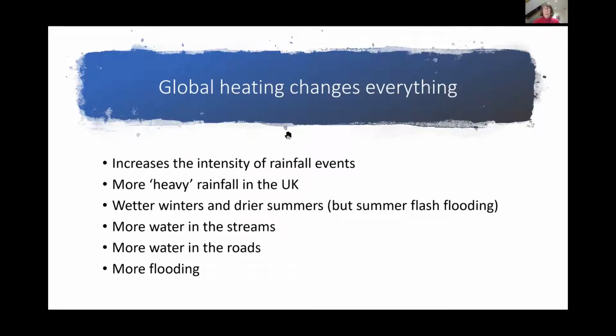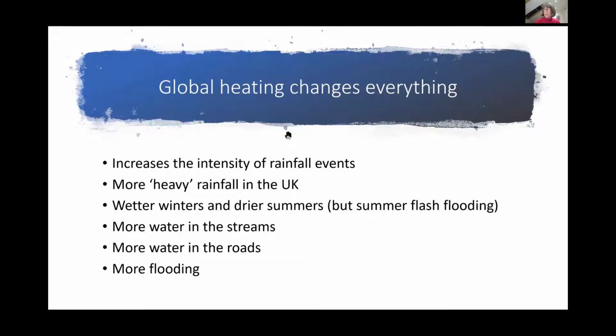Projections are quite difficult to make, but the Committee on Climate Change estimates that by the middle of this century, we're very likely to see a 10% increase in heavy rainfall from today's levels. And by the end of the century, it could be 20% higher than it is now, even if we keep global heating well below 2 degrees centigrade. And it could be 50 to 70% higher if we're not successful in doing that.